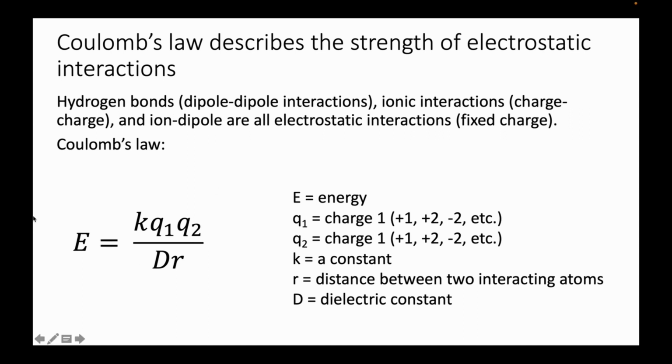This is Coulomb's law, where on one side we have energy, and remember that a negative energy is more favorable. We have a constant, and we have our two charges, so that could be a +1 for a sodium and a -1 for a chloride, or a +2 for a calcium and a -1 for a chloride, etc. On the bottom, we have R, which is the distance between the two interacting atoms, and D, the dielectric constant, which we'll talk about more. You could plug into this equation the charge of the two interacting atoms, their distance, and the dielectric constant, and calculate the energy, so predict the strength of that interaction, which is a really powerful tool.